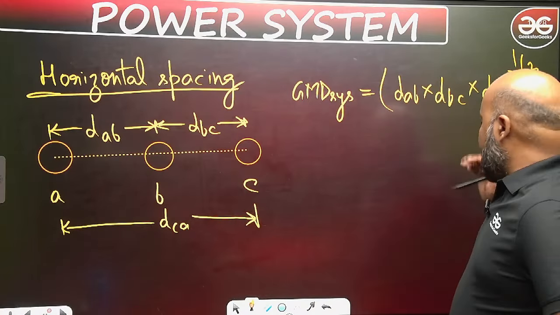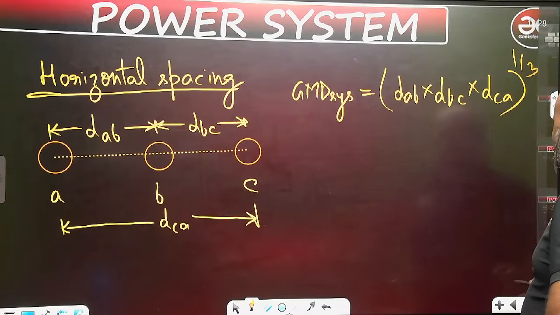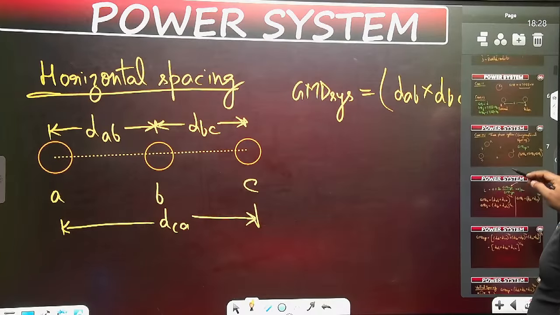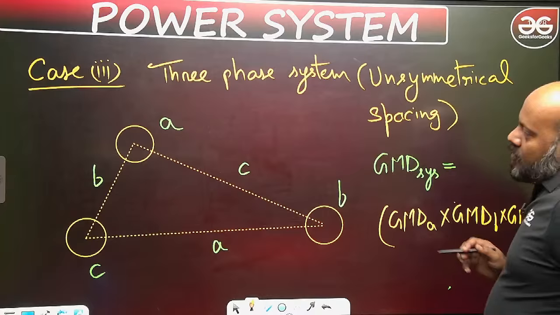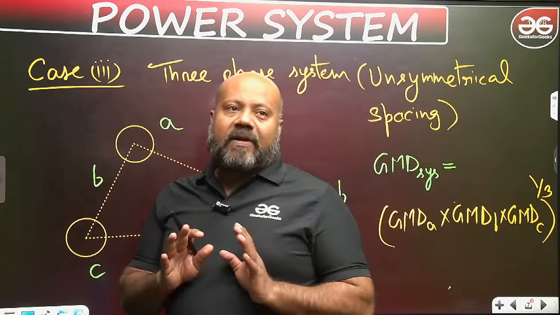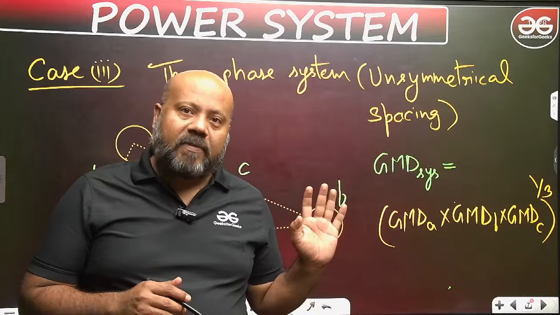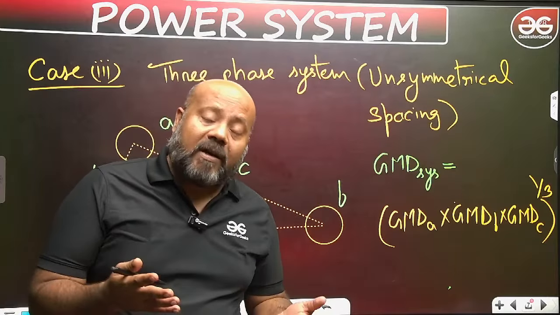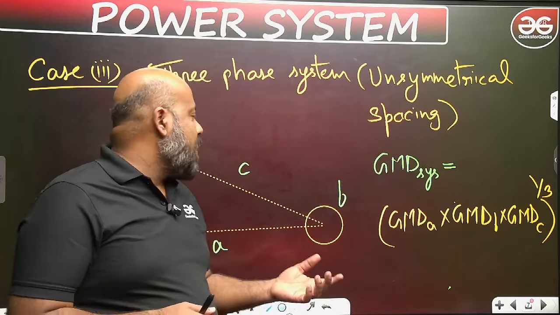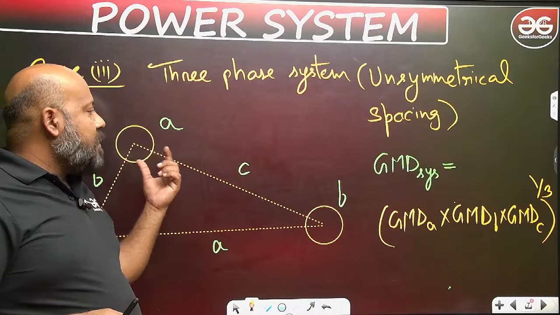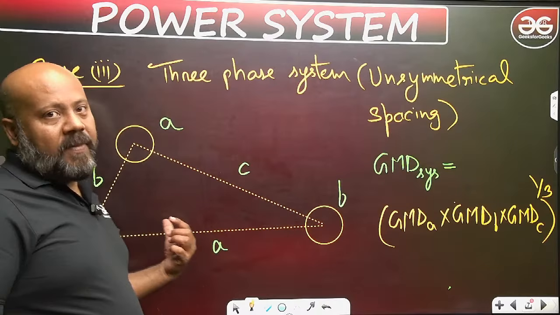So irrespective of the spacing, because we have discussed the general case for the unsymmetrical spacing, directly multiplying the interphase distances and taking the cube root, you will get the GMD system. No problem with the GMD system. How you are going to calculate the GMR? The same way. You have to calculate the GMR for A, GMR for B, GMR for C. Are you getting that?